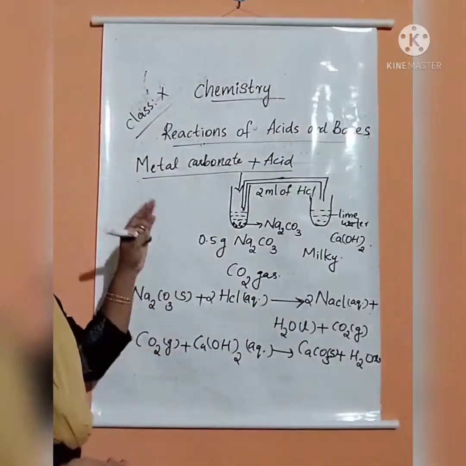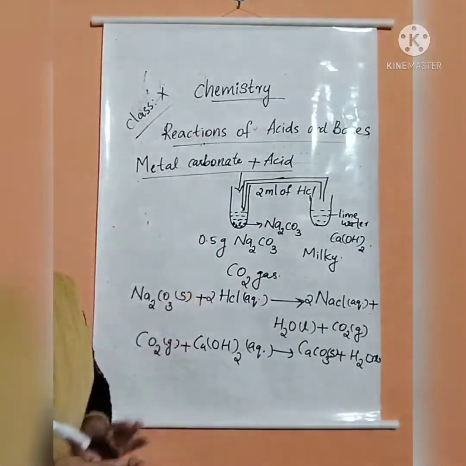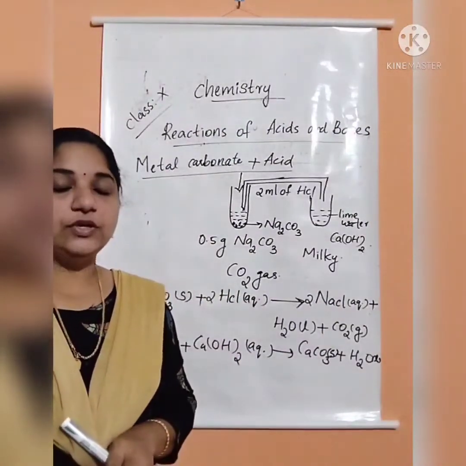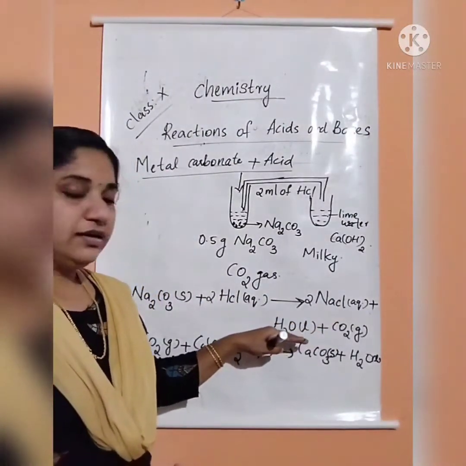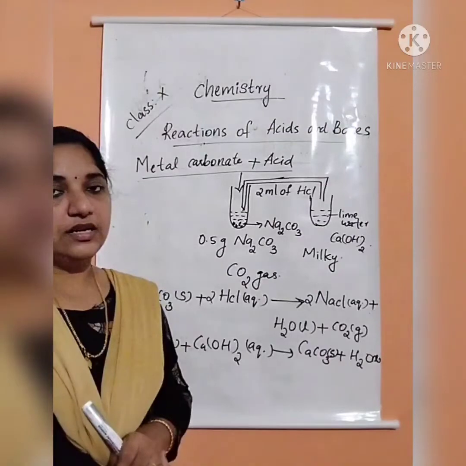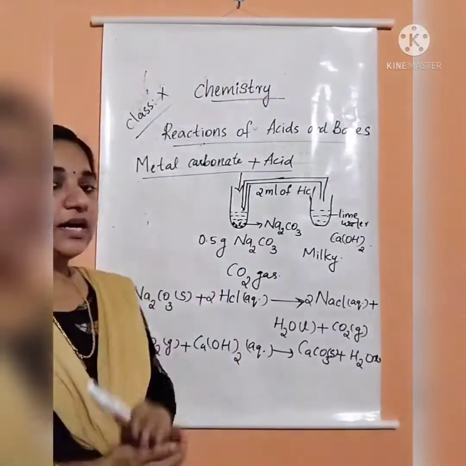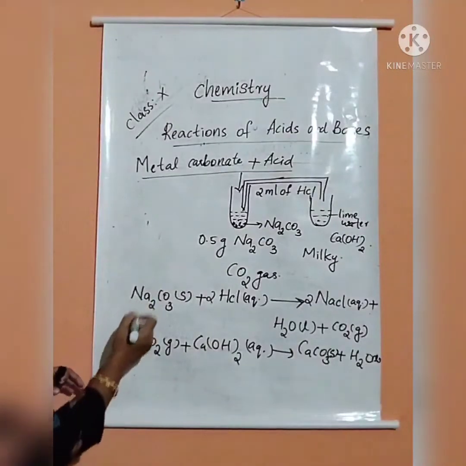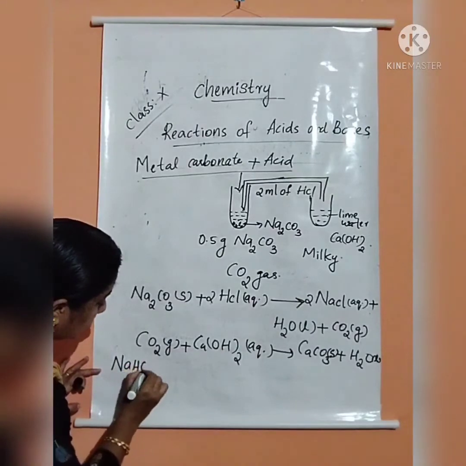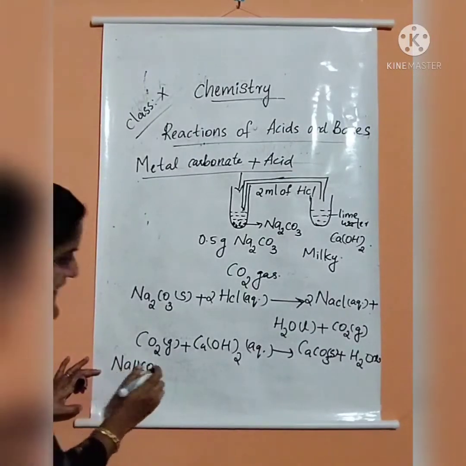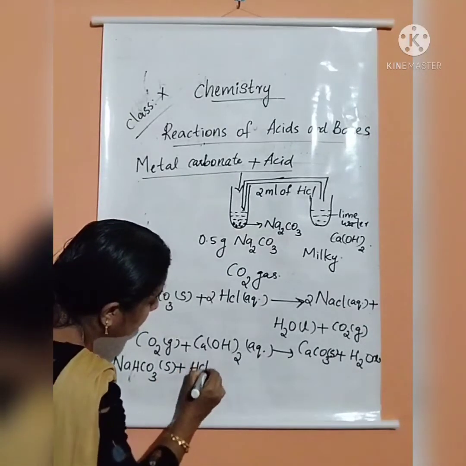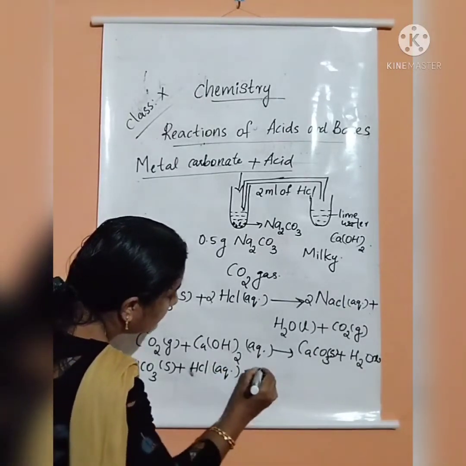Okay, so this is the reaction between metal carbonate and acid. When metal carbonate reacts with acid to produce corresponding salt, water and carbon dioxide gas. Okay. Then next we can check what is the reaction between metal hydrogen carbonate and acid. I will write here metal hydrogen carbonate, NaHCO3, sodium hydrogen carbonate, that reacts with HCl.